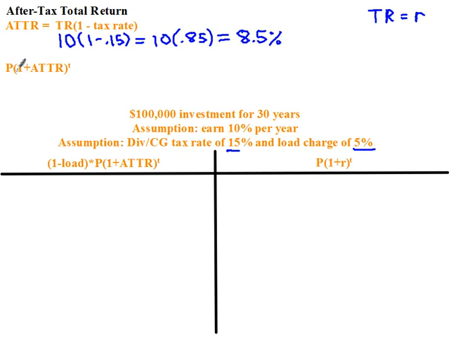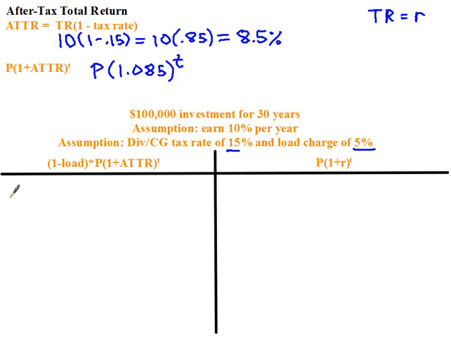So when we use our formula, P times 1 plus R to the T, it's actually going to be P times 1.085. That's your after-tax total return raised to the number of years. Now let's apply that down here. On the left-hand side, this is going to be an example where we pay taxes, so we have to deal with the after-tax total return. And we're going to pay a load charge of 5%. That's going to be my load. Let's see what the load and taxes are going to do to the amount of money I have at the end of these 30 years.